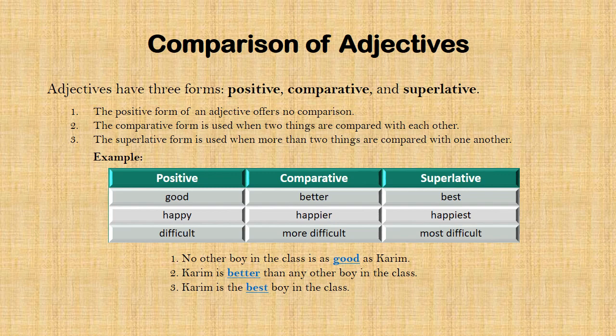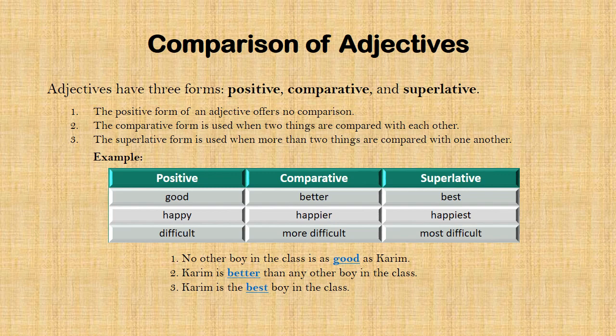Here is a chart given for you. In the chart, you can find the positive form, comparative form, and superlative form of adjectives. However, three sentences are here as examples. Read the first example. No other boy in the class is as good as Karim. This sentence is an example of positive degree. The word good is the positive form of adjective.